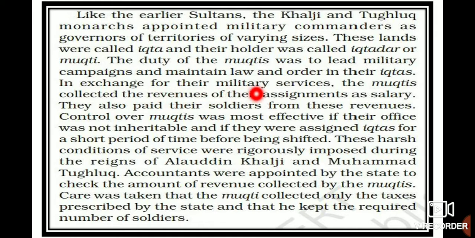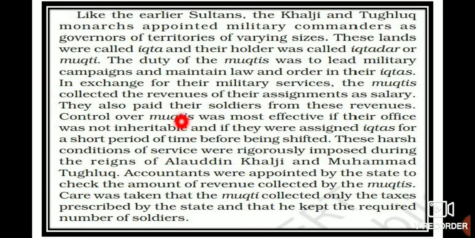In exchange for their military services, the Muktis collected the revenue of their assignments as a salary. They also paid their soldiers from these revenues. Control over Muktis was most effective if the office was not inheritable and if they were assigned Iqtas for a short period of time before being shifted. These harsh conditions of service were rigorously imposed during the reign of Alauddin Khilji and Muhammad Tughlaq.